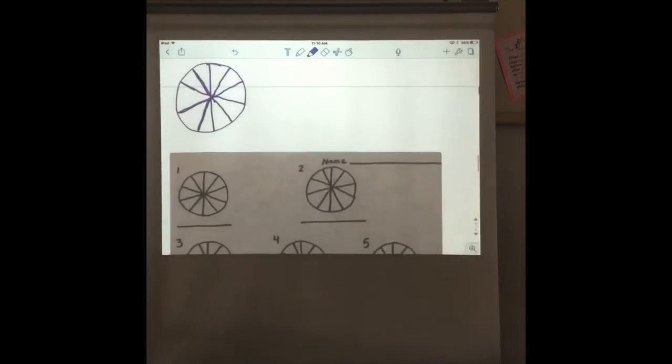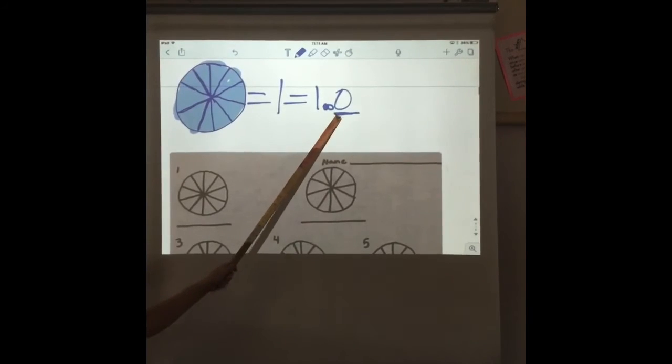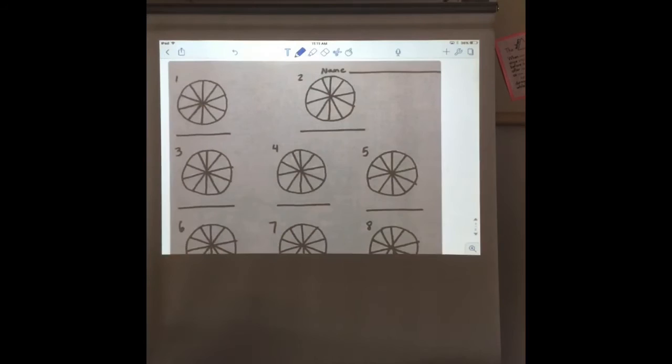Yes. So, here again, I'm going to color this in, all right? How much do I have? 1 whole. How would I show that as a decimal? 1.0. It means I have 0 in the pieces part, right? Yes. Nice job.